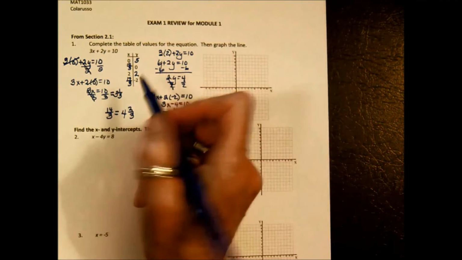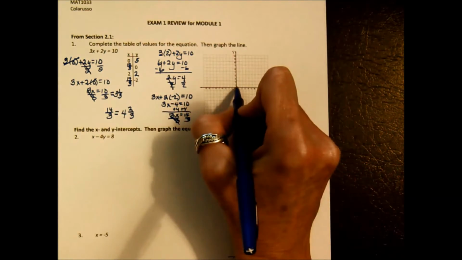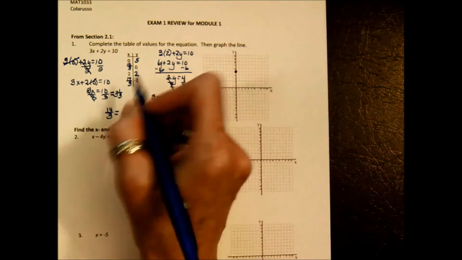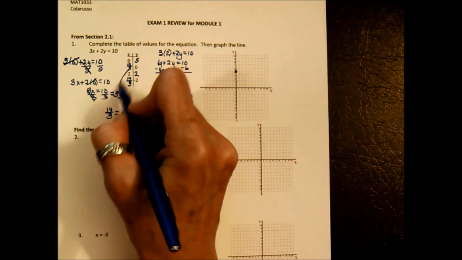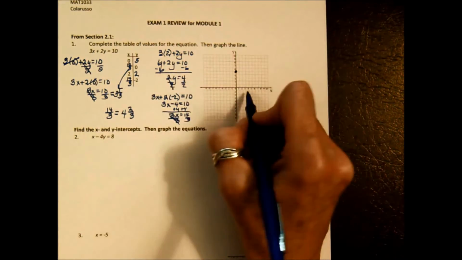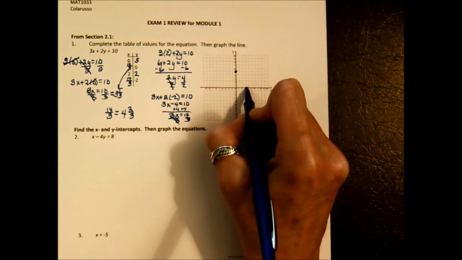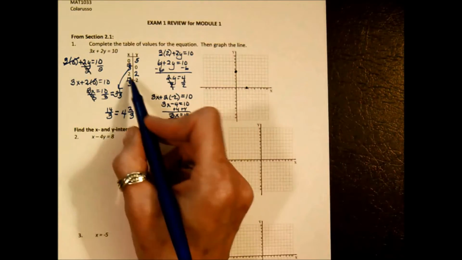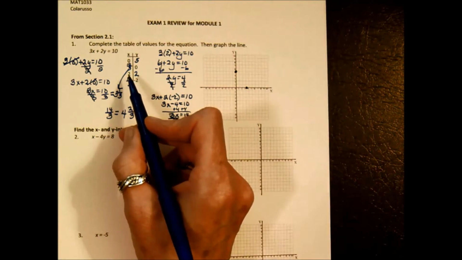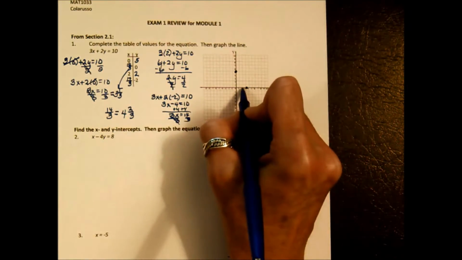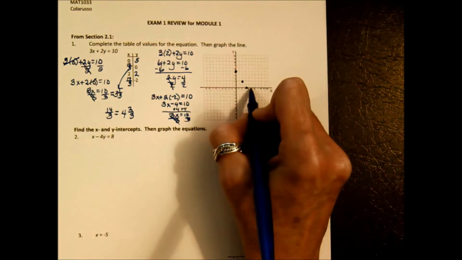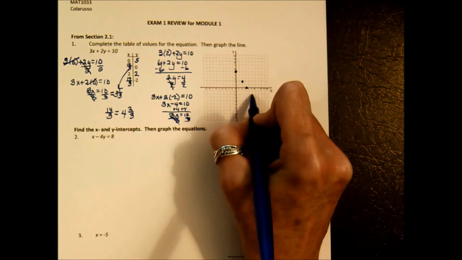Now let's plot the points. We have the point 0, 5, which is right here. We have the point, remember 10 thirds is about 3 1/3, so 3 and a tiny bit more, 0. I'm just going to estimate there. Now that's enough to draw my line, but I want to make sure the other ones fall on that same line. Then we have the point 2, 2, and the point about 4 2/3, -2, which is about here.